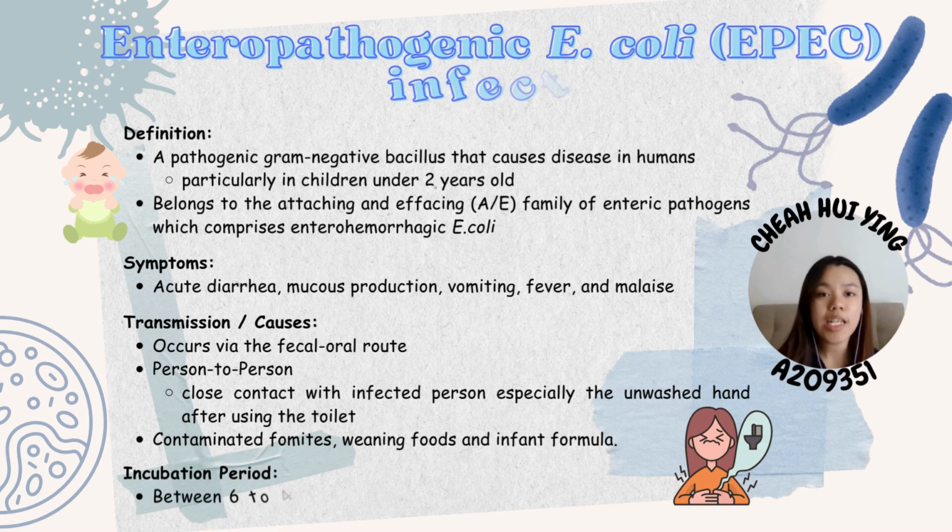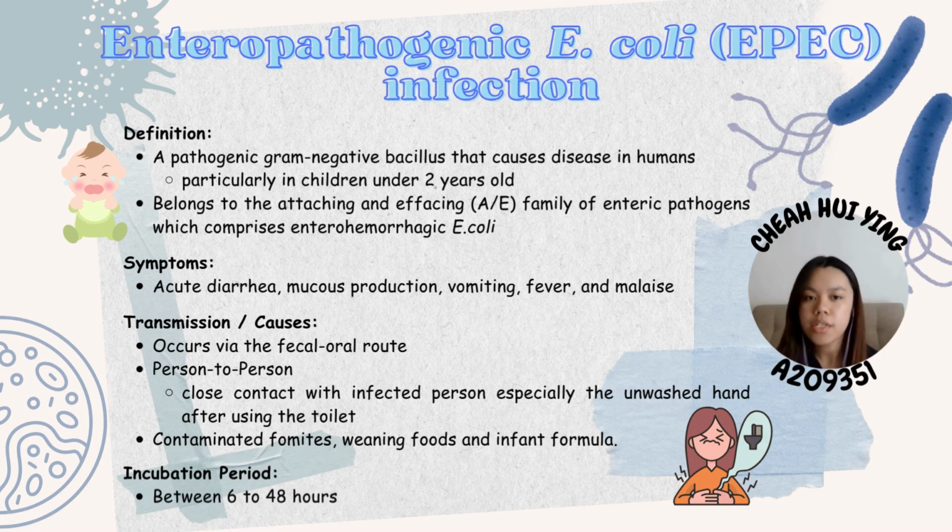Now I will continue to the last part of the infections, which is enteropathogenic E. coli infection, also known as EPEC infection. It is a pathogenic gram-negative bacillus that causes disease in humans, particularly in children under 2 years old. It belongs to the attaching and effacing family of enteric pathogens, which comprises enterohemorrhagic E. coli. The symptoms include acute diarrhea, mucus production, vomiting, fever, and malaise.